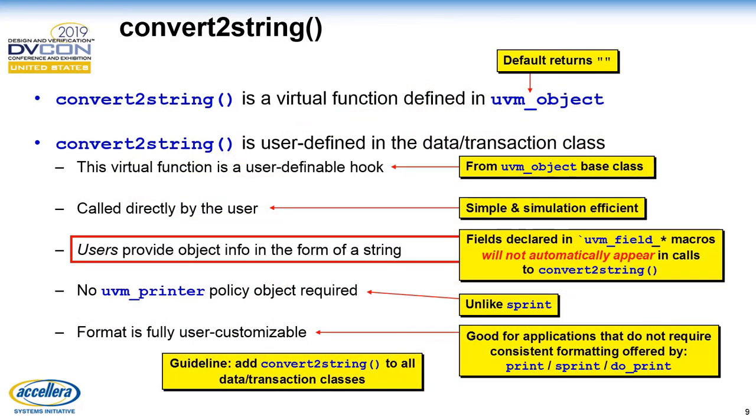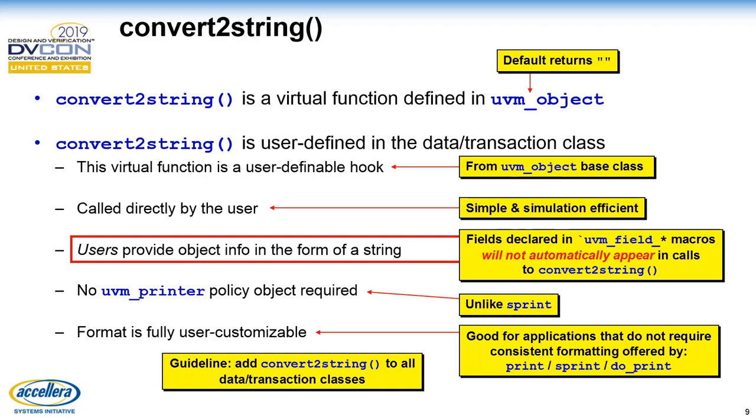So convert to string. The built-in convert to string that you get in UVM object returns an empty string. So you're always intended to override the convert to string. It's user definable. So it's a virtual function. It's a user definable hook. It's called directly by the user, so it's very simple to use. And users provide object info in the form of a string. And so in the convert to string, it's going to return a string that is often used in a UVM info command. There's no printer policy required, unlike string print, and the format is fully user customizable, which is what you're used to in $display.